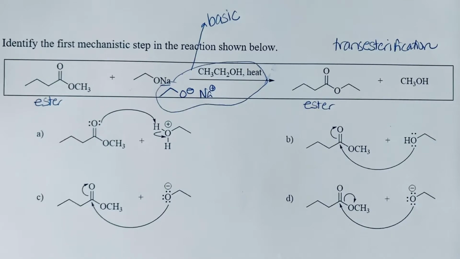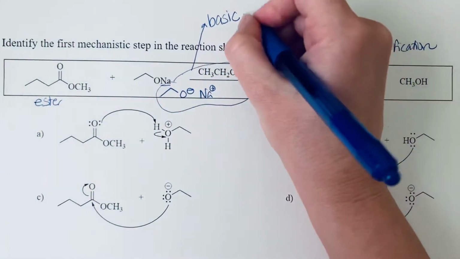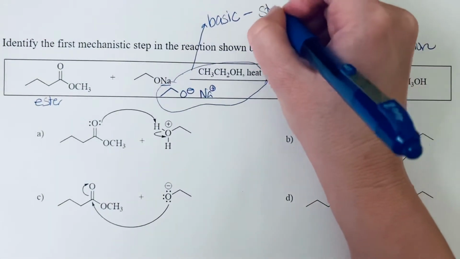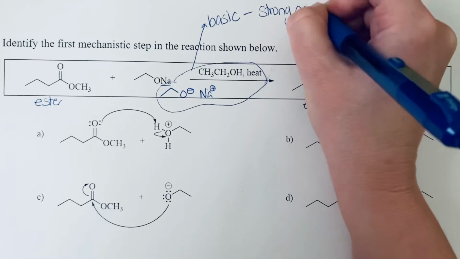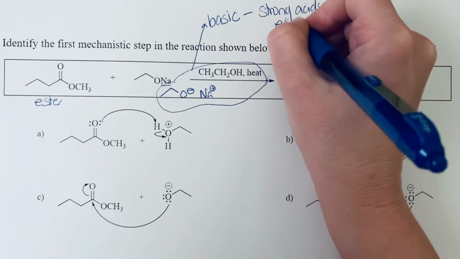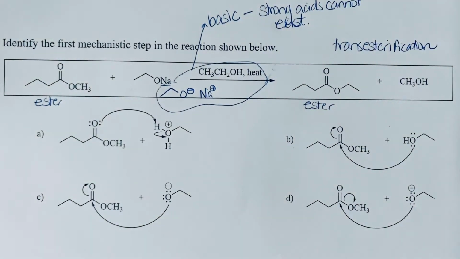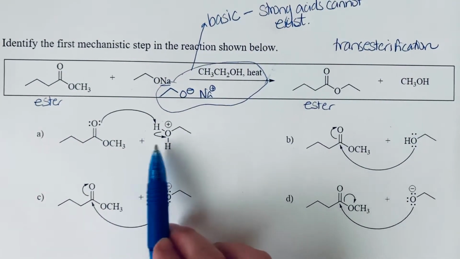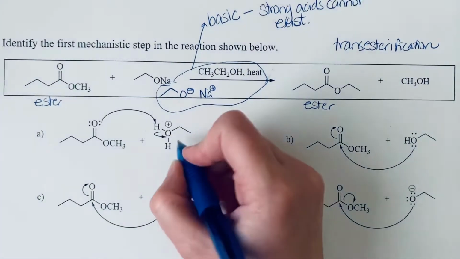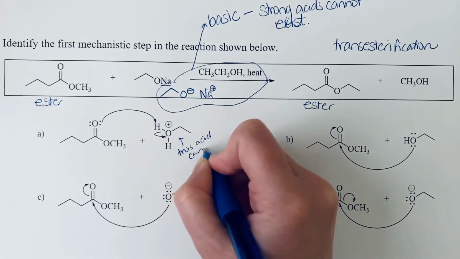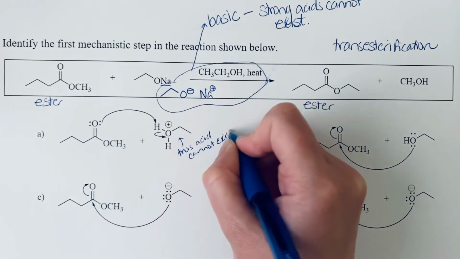That means that you are at a higher pH value. And if you're under basic conditions, strong acids cannot exist. So that means we don't have an acid catalyst protonating anything. Right away I look at A and I see this protonated alcohol. That's a pretty strong acid. That does not exist in basic solution. So this acid cannot exist in basic solution.